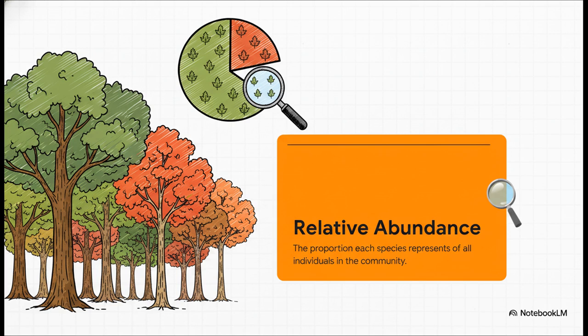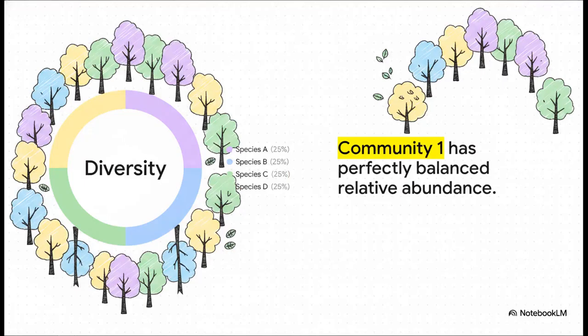To really see why this matters, let's look at a quick comparison. Imagine a forest with exactly 100 trees. We'll call this Community 1. In this forest, those 100 trees are split perfectly evenly among 4 different species. Let's call them A, B, C, and D. So each species makes up exactly 25% of the forest. This right here is a mathematically balanced, beautifully healthy ecosystem. Because the relative abundance is so even, if a nasty disease sweeps through that only targets species A, guess what? 75% of the forest still remains totally intact and healthy.